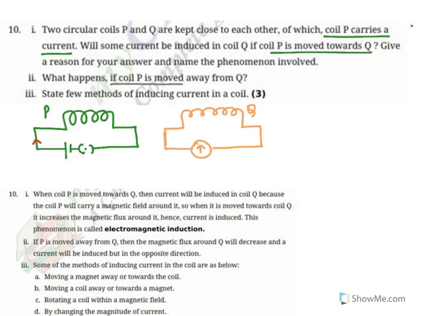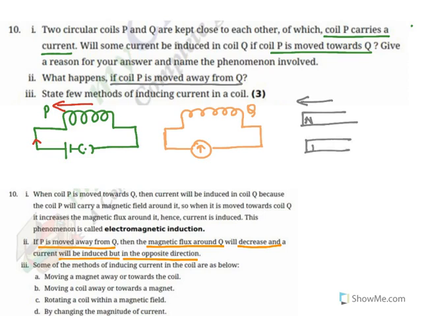What happens if coil P is moved away from Q? Now if it's moved in the opposite direction, away, the magnetic field now associated with Q due to P will decrease as it moves away. So here, if P is moved away, the magnetic flux around Q will decrease and the current will be induced but in the opposite direction. This is just like moving a magnet towards Q, or moving the same magnet away.